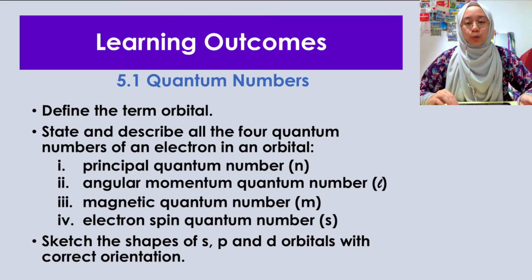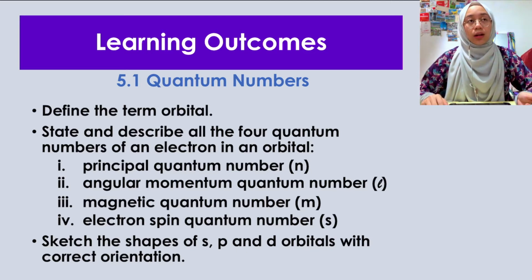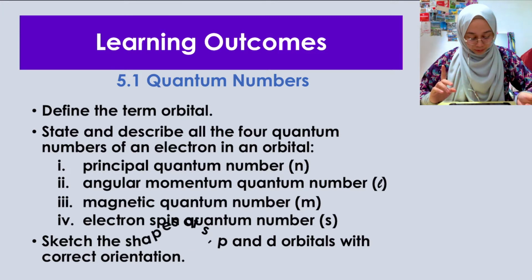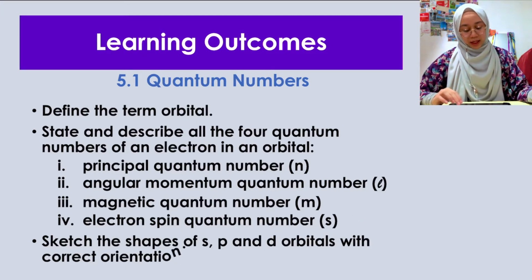Okay, so in the previous video we have learned that s, p, d have different shapes. S is spherical, P is a dumbbell, and D is in the cloverleaf shape. So let's have a look at that today. Okay, so sketching the shapes of s, p and d orbitals.